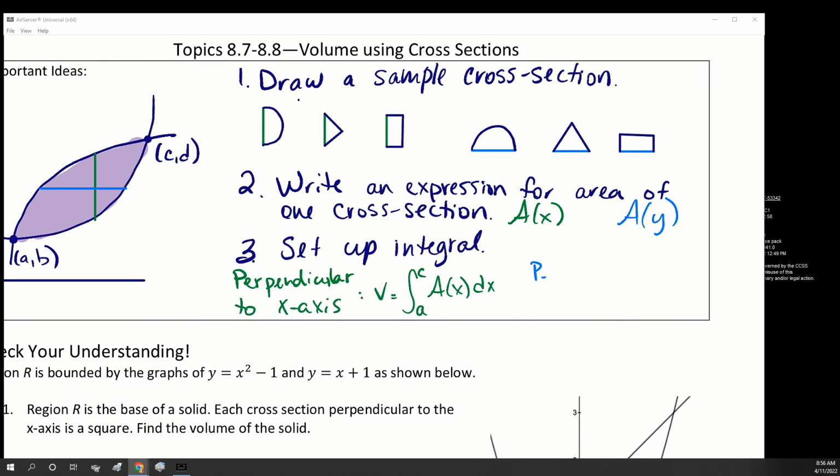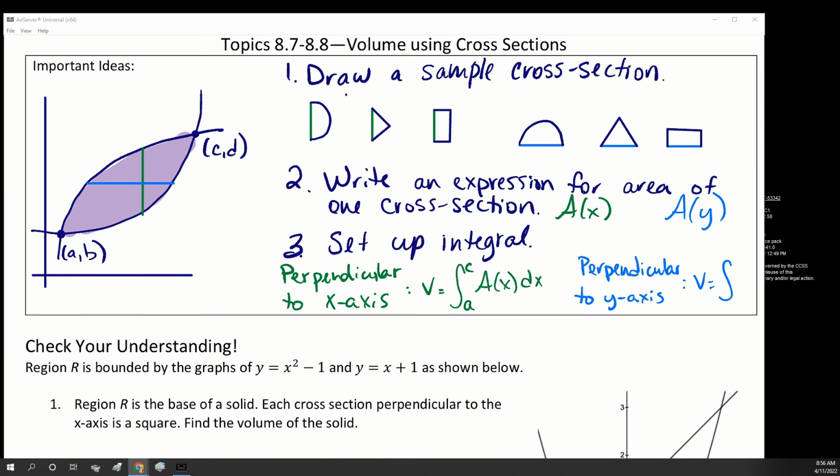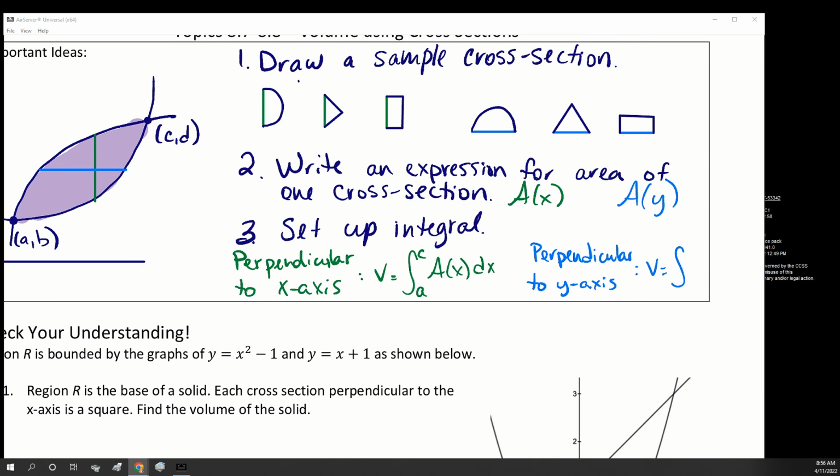And then we'll have perpendicular to the y-axis. The volume is going to be the integral. And in this case, we're going to fill in all of these from bottom to top. So it's going to be from B to C of A of y dy. Oh, sorry, B to D. B to D of A of y dy.